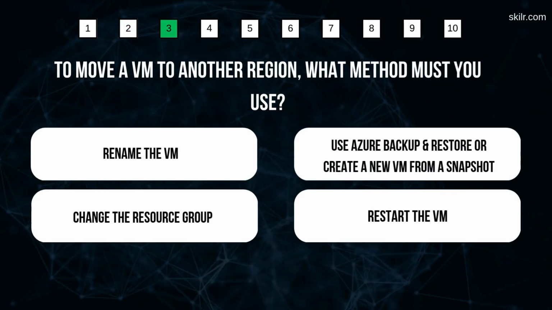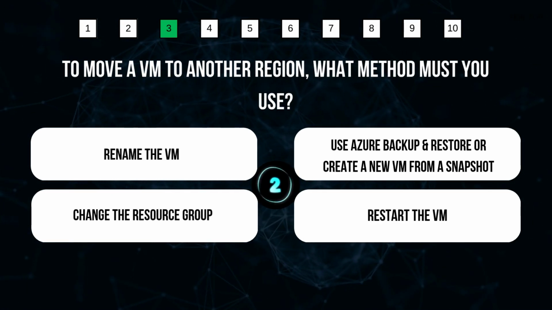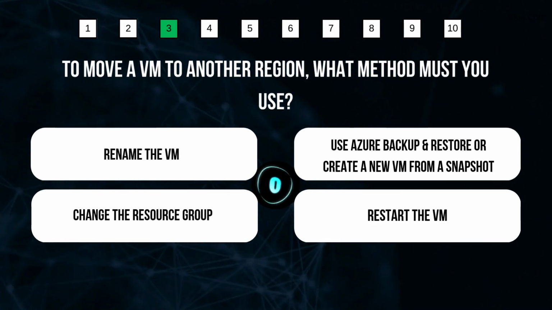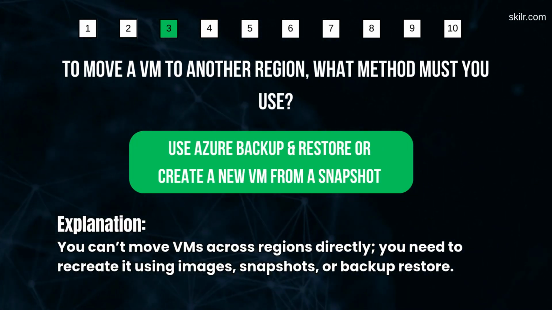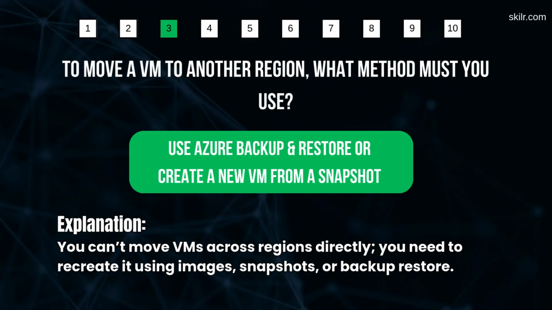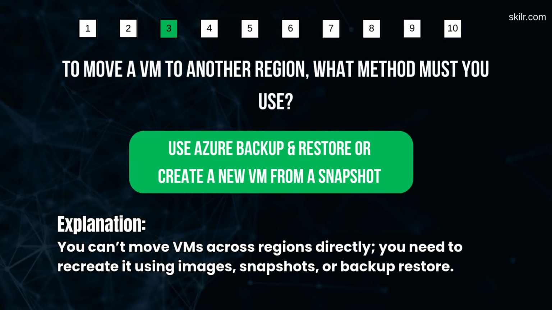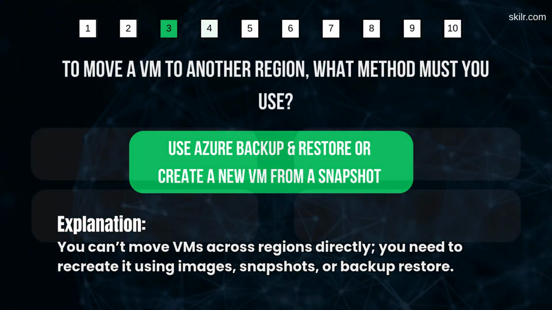Question 3. To move a VM to another region, what method must you use? The correct answer is use Azure Backup and Restore or create a new VM from a snapshot. You can't move VMs across regions directly, you need to recreate it using images, snapshots, or backup restore.